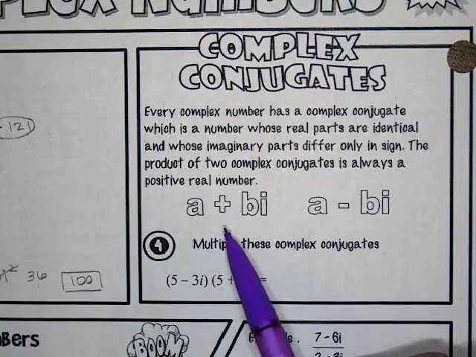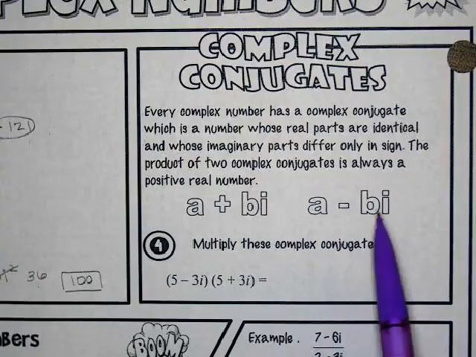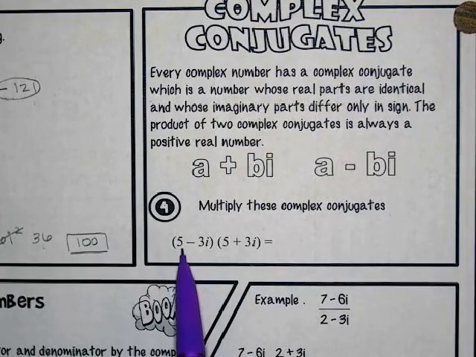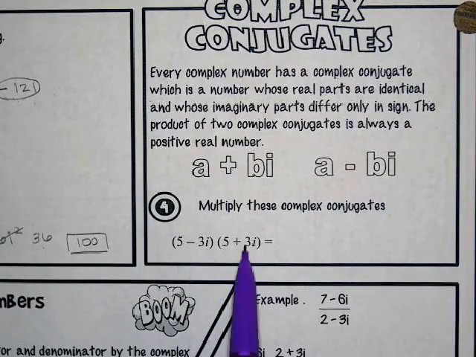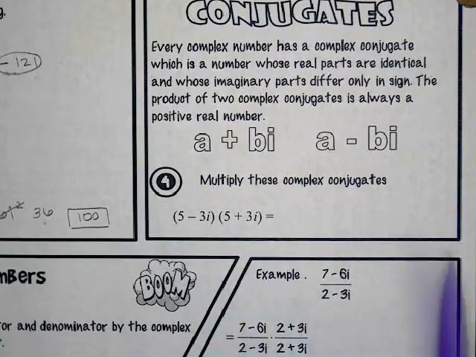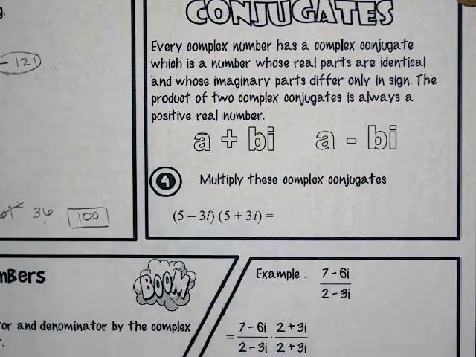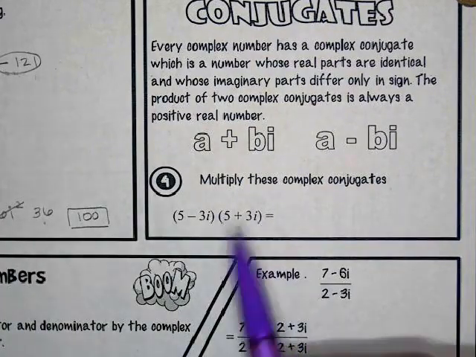A plus Bi, the conjugate has the opposite sign in the middle, A minus Bi. So if this one had 5 minus 3i, then the conjugate would be 5 plus 3i. And we just want to make sure that we can FOIL those out and see what happens. Because when we do dividing complex numbers, that's what we're going to be doing, is we're going to end up taking something and multiplying by the conjugate.